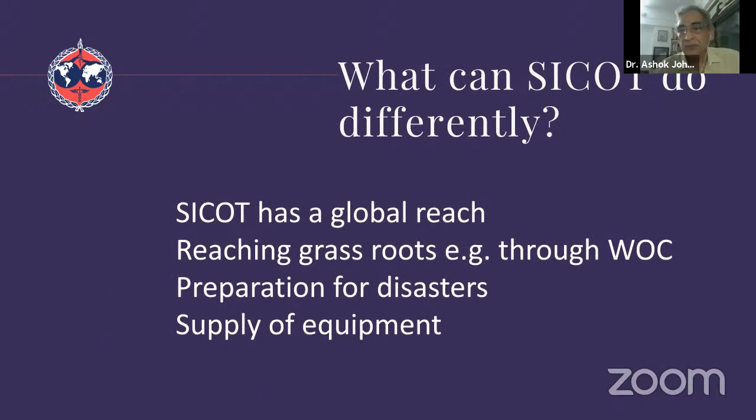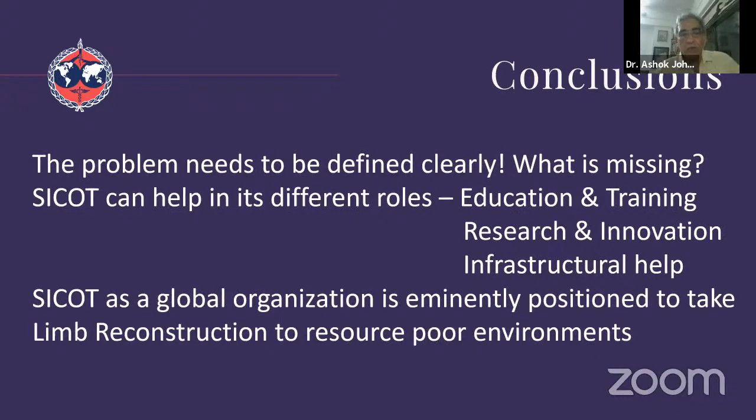Now, the third question is, what can CCOT do differently? There are many organizations and many associations. So how can CCOT do its work differently? So important here is to note that CCOT has a global reach. It can reach grassroots, example, through partner organizations like the World Orthopaedic Concern. It can help in preparing for disasters and for supply of equipment. So CCOT can help in almost all facets which are important for developing this particular branch, especially in resource-poor environments.